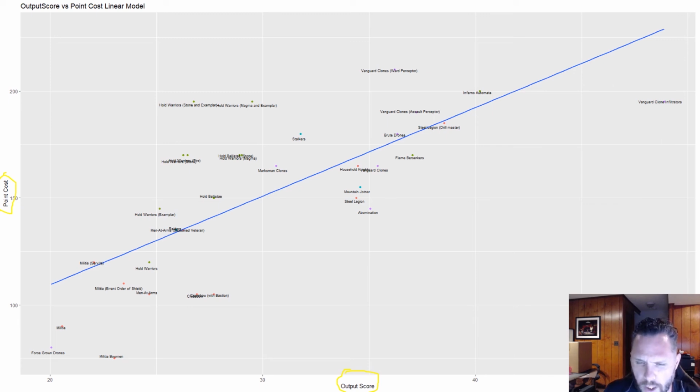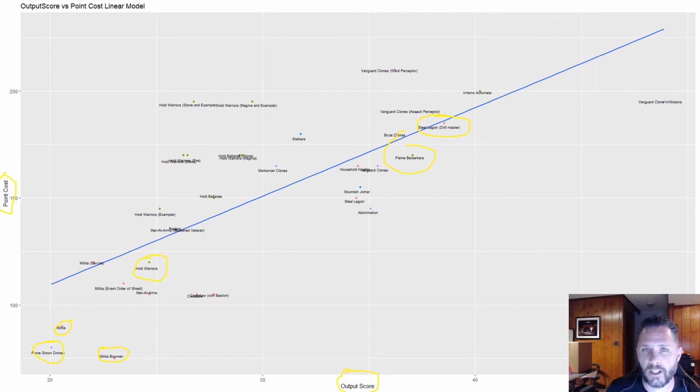So if we look, you see force-grown drones down here in the lower left, way down there. That's very optimal. You've got Dwegam Hold Warriors, they're very optimal. You've got Militia, very optimal. Here are those Bowmen, very optimal, especially for what they're able to do. You've got Flame Berserkers, which are towards the middle here. Let's see, Steel Legion with a Drill Master actually comes out to be about on that line.